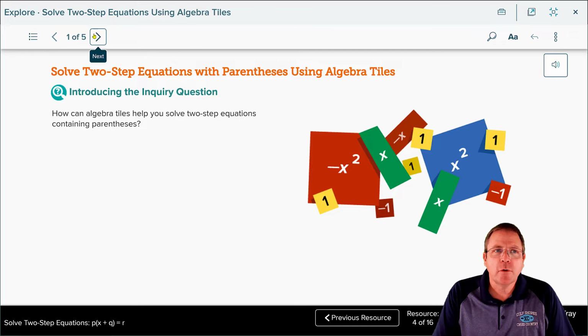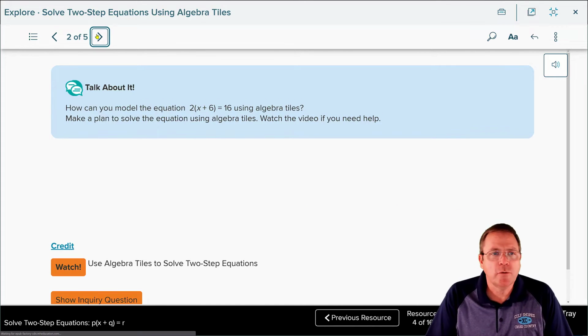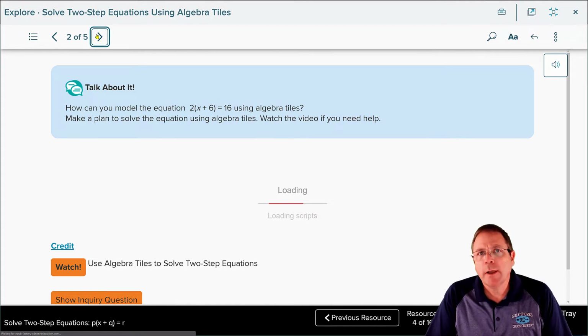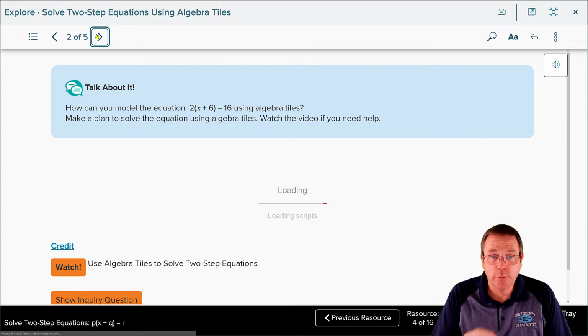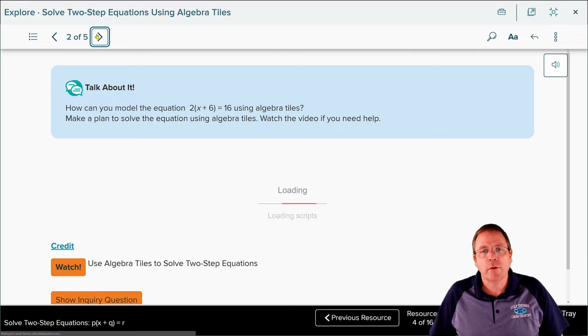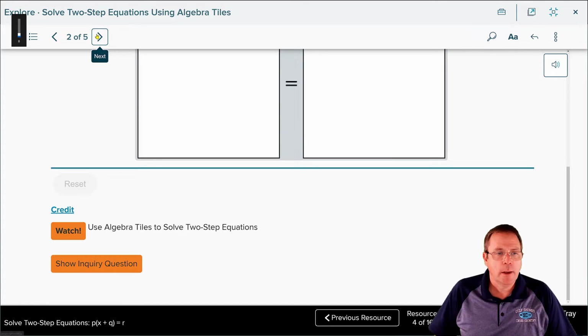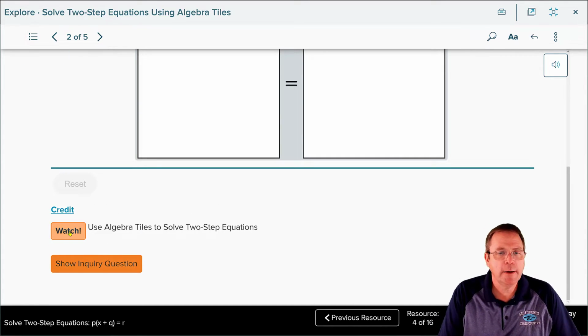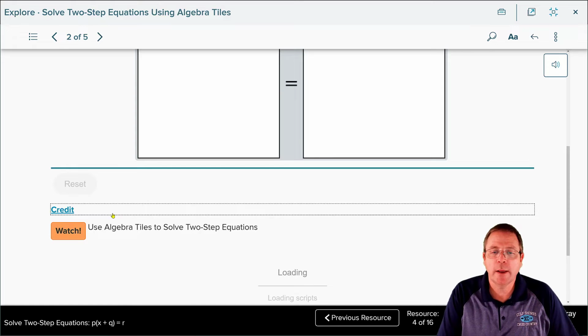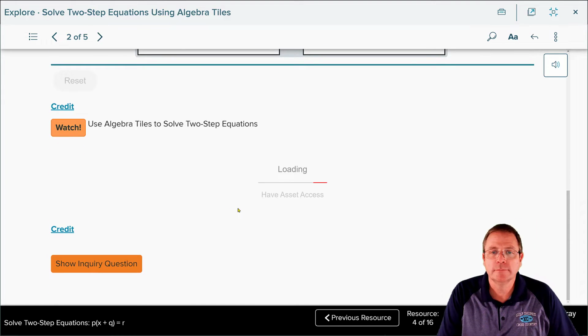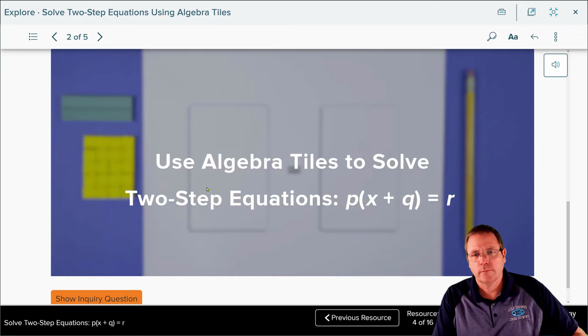Now we can also solve these same types of problems by using algebra tiles. So here we have the equation 2 times the sum of x and 6 is equal to 16, and we want to solve it using algebra tiles. Now our textbook even gives us a handy dandy video down here to explain how that gets done.